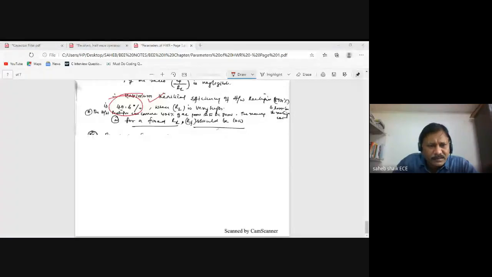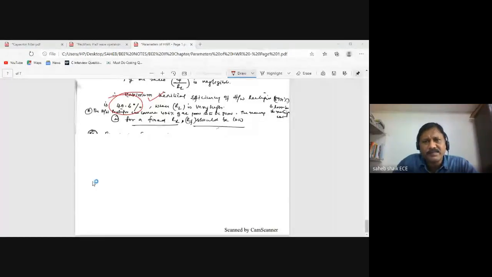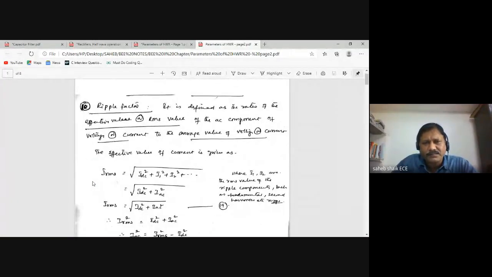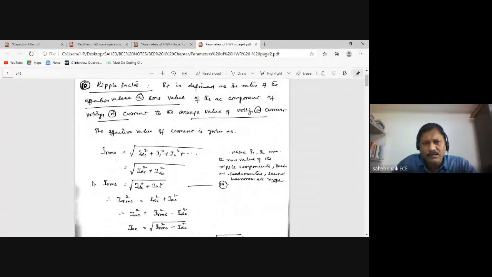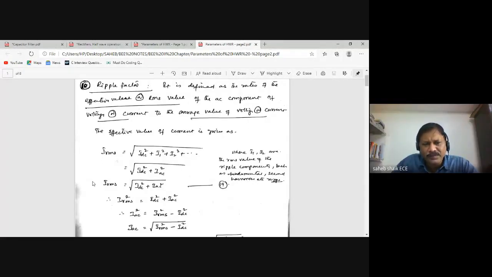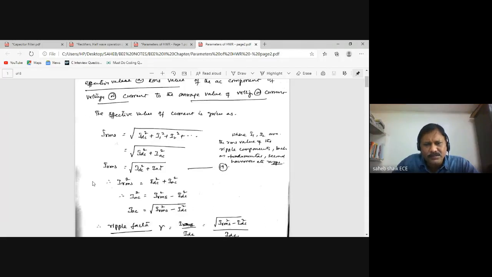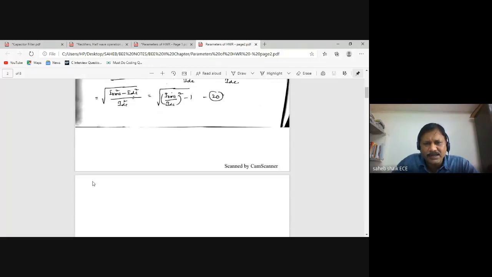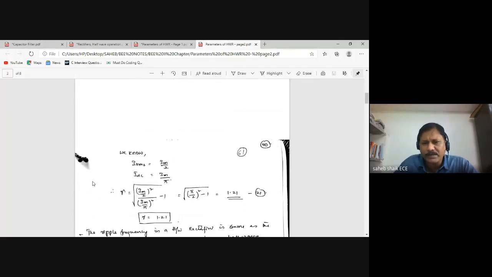other slide. Half wave rectifier, that is ripple factor. Is the ripple factor slide visible to you? Okay. So these things we will be more concentrating in the filter concept. So this ripple calculation, in this ripple you will be getting 1.21. So this value you are getting.